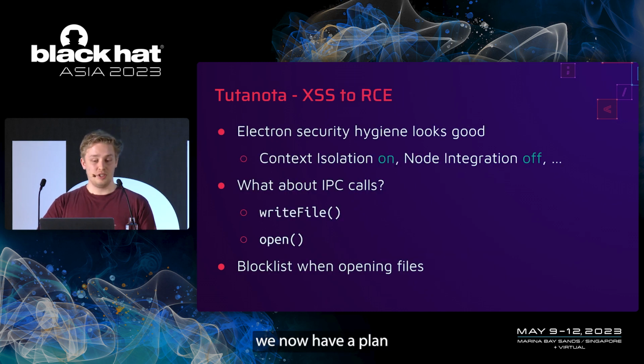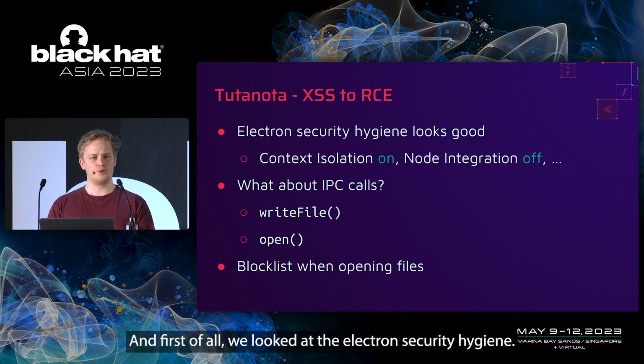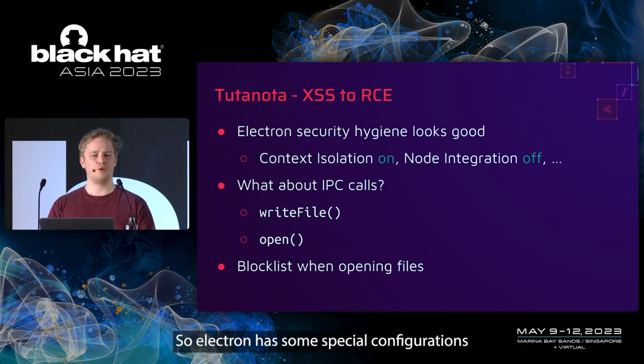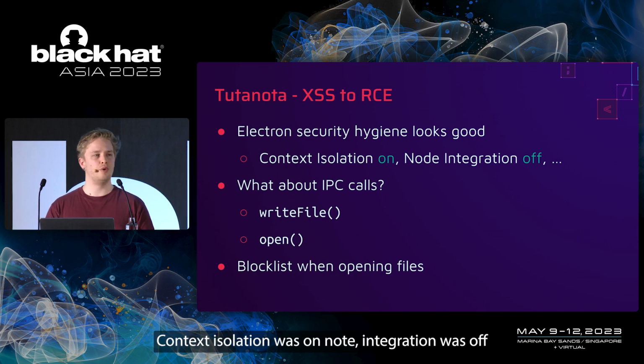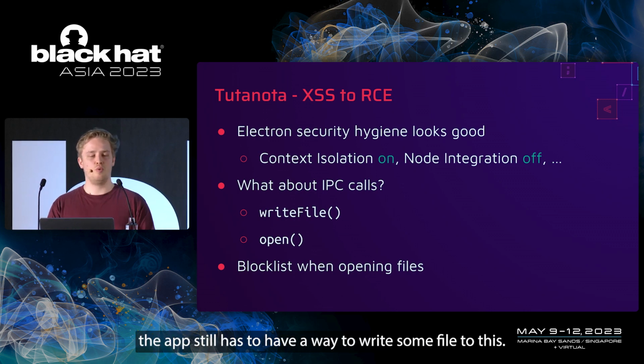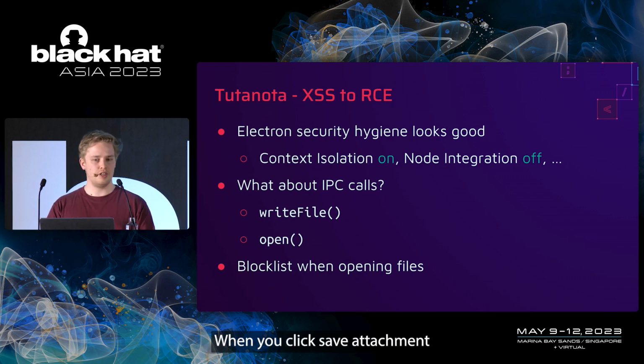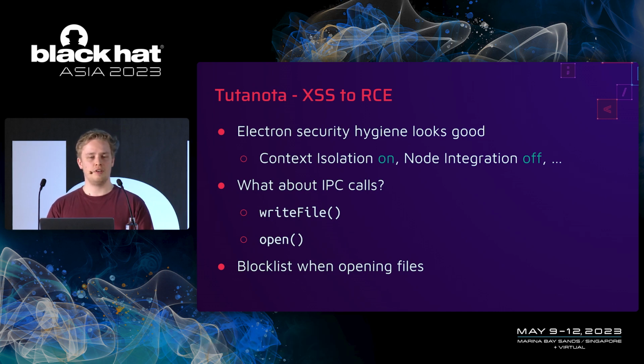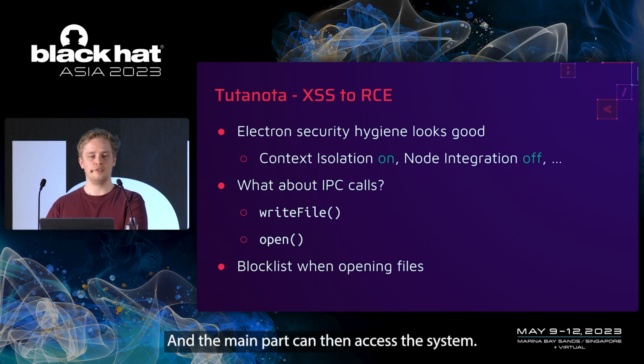So having that, we now have a plan to do our cross-site scripting, but from that we want to go to remote code execution. First of all, we looked at the Electron security hygiene. Electron has some special configurations for security, and they all look pretty good. Context isolation was on, node integration was off, and all the other things were also good. But in order to do the things it needs to do, the app still has to have a way to write a file to disk when you click Save Attachment, or to open it if you click Open Attachment. So it has some IPC calls between the web part and the main part of the Electron application, and the main part can then access the system.